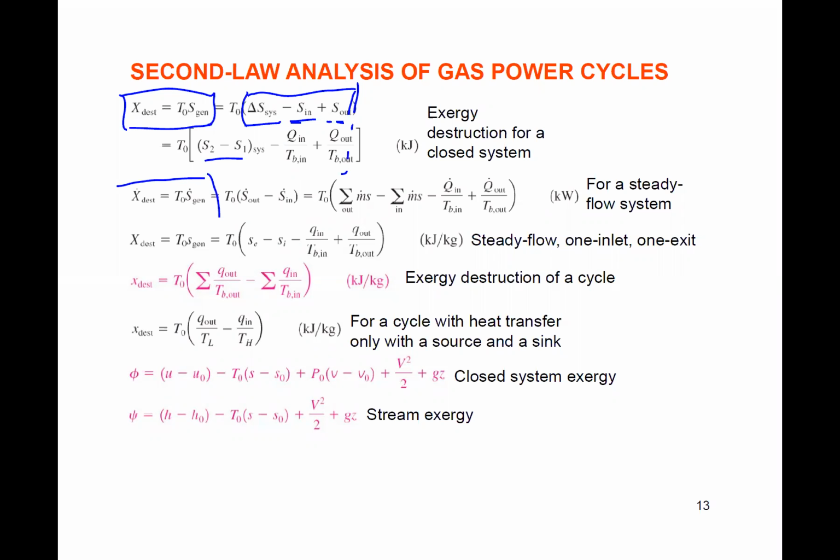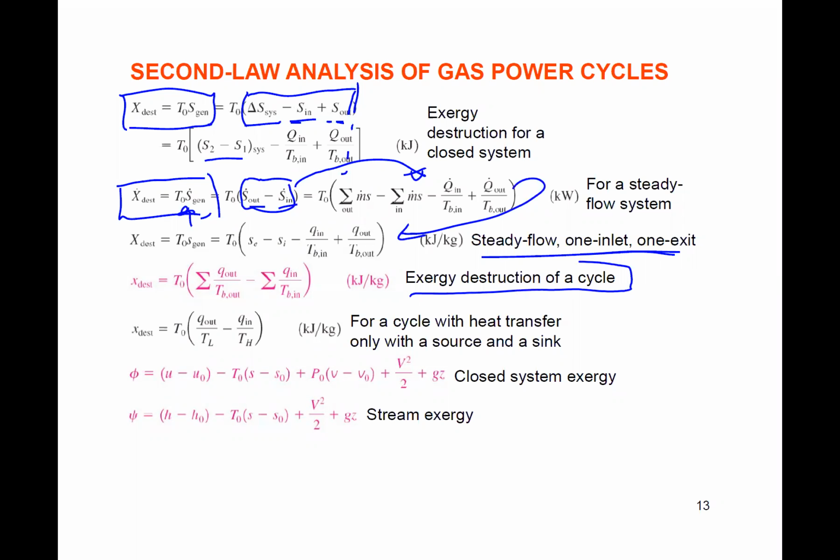Here for X destroyed for an open system, for a steady flow component. Again, they're putting in S gen, steady state. You just have S out and S in. So they're now putting in S out and S in right here. So they're just putting in multiple equations and simplifying. One inlet, one outlet. Simplified it in this equation right here.